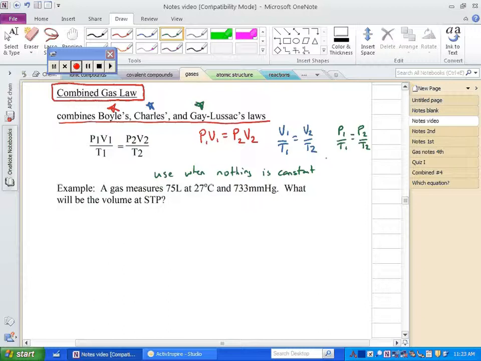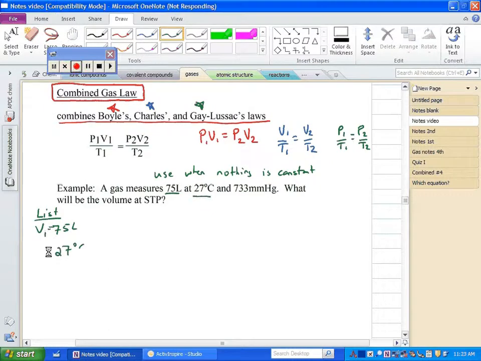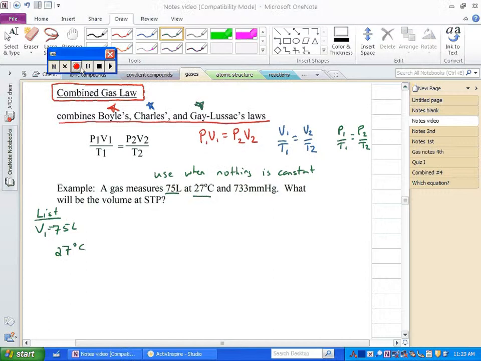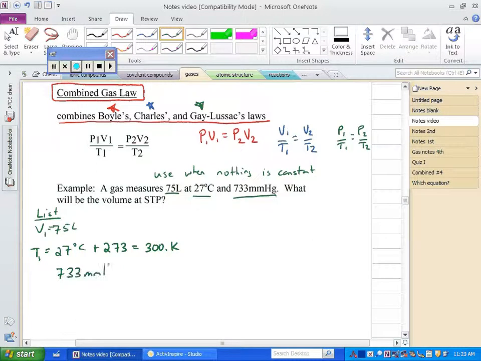So, we go about our same pattern as we've done before. We're going to make our list. 75 liters, and that's V1. 27 degrees Celsius, there's our T1. And we have to add 273 so that we're using Kelvin. 300. 733 millimeters of mercury is our P1.